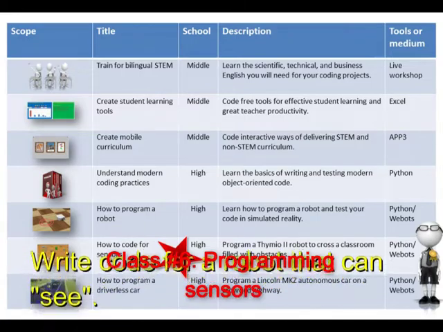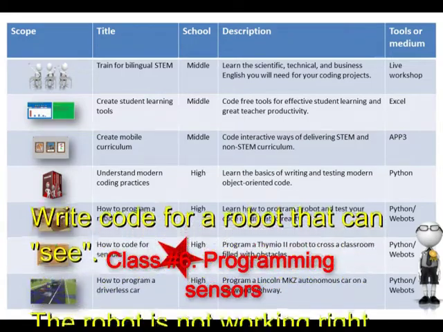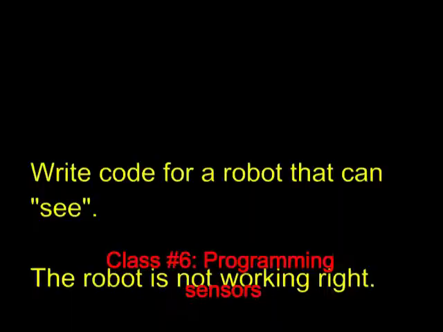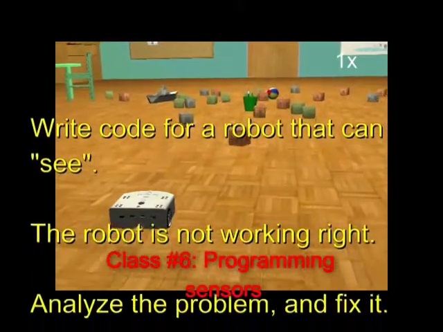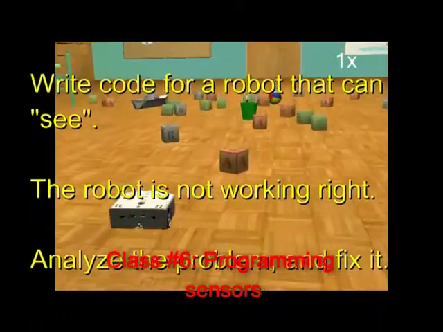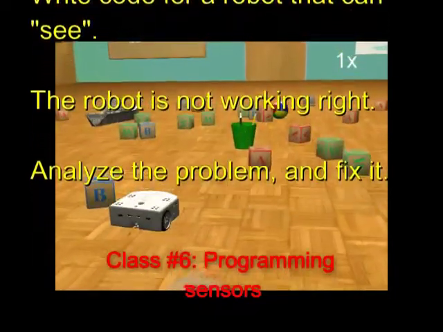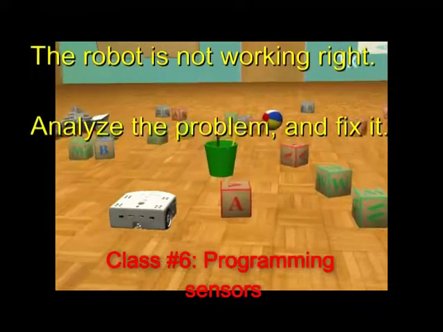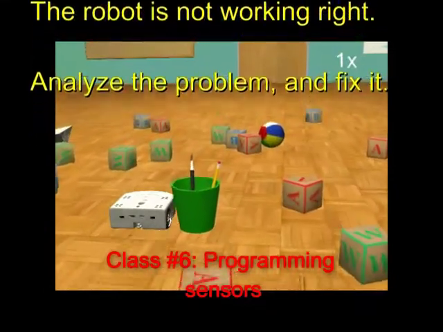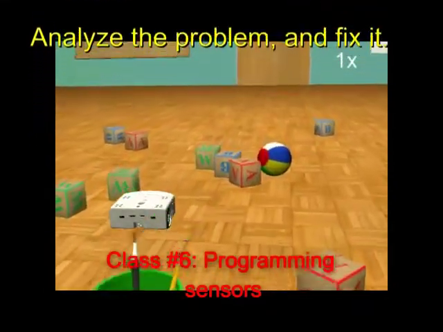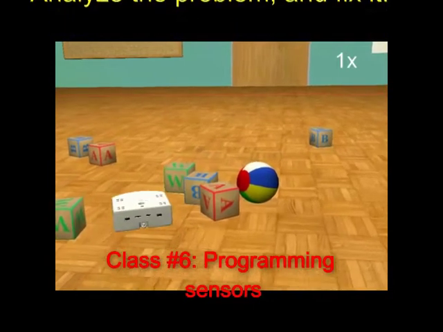Next, we will write code for a robot that can see using its distance sensors. This is the most common type of robot. The robot can see obstacles up ahead and avoid them, but only if you program it right. Here, you will take some code that is not working well, analyze the problem, and fix it.